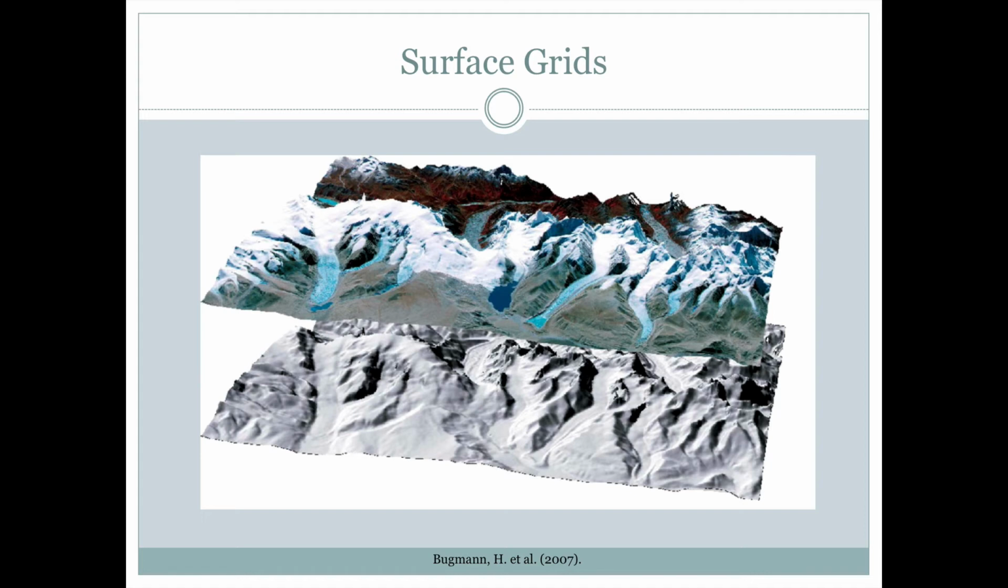If we have a surface grid, such as a digital elevation model shown on the bottom here, we can make a nice 3D display by taking an aerial photograph, like the one on the top, and draping it on top of the DEM.